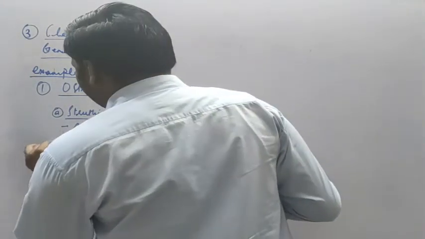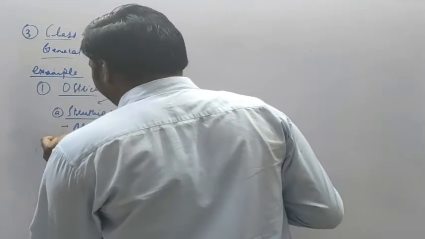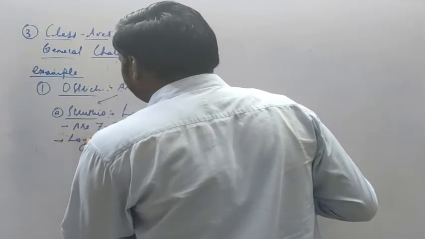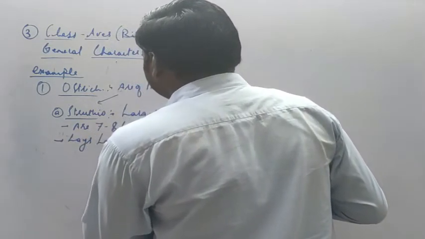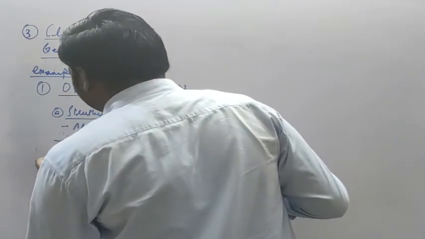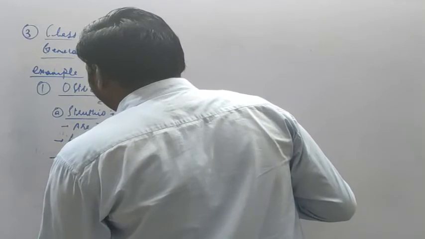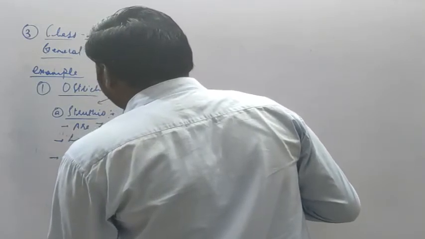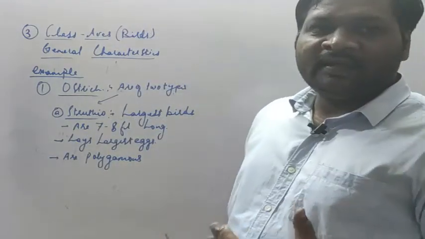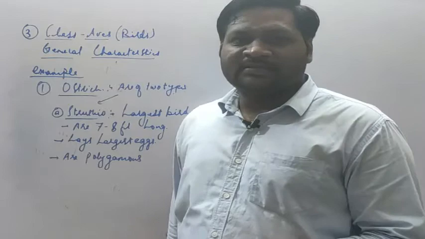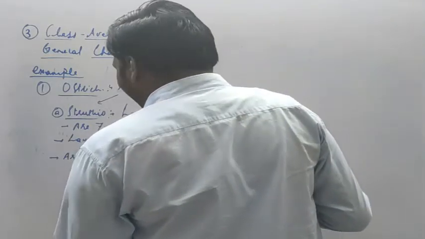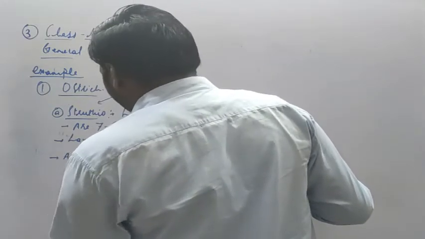The next, they lay the largest eggs. They are polygamous. Polygamous means what? One male is mating with many females. That type of property is called polygamous. So, one male copulates with many females, that is called polygamous.